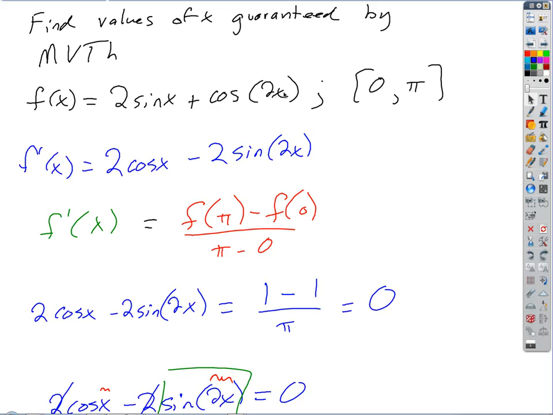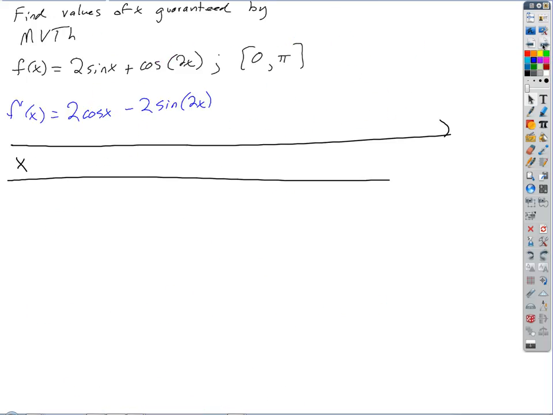So when you plug this in, if I plug pi in, I'm going to get 2 sine of pi, which is 0, plus cosine of 2 pi, which is 1, minus this function evaluated at 0, which is 2 sine 0, which is 0, plus cosine of 0, 1. So I'm getting 1 each time. Does that make sense? Okay, it made more sense. So here's what I want to look at next. Let's take a look at this.